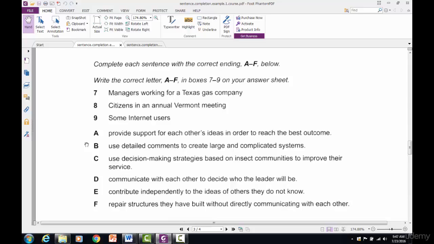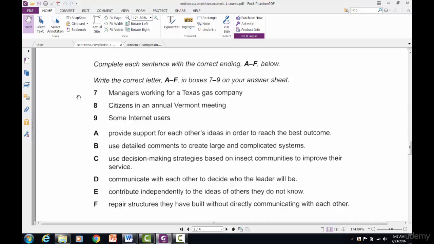So let's go through this. I'm going to go through this one with you, and we'll see how it works. So if we're looking at our questions here, 7, 8, and 9, number 7 is going to be easy to find because of the word Texas, and number 8 is going to be easy to find because of the word citizens and the word Vermont. Number 9 has the word internet.